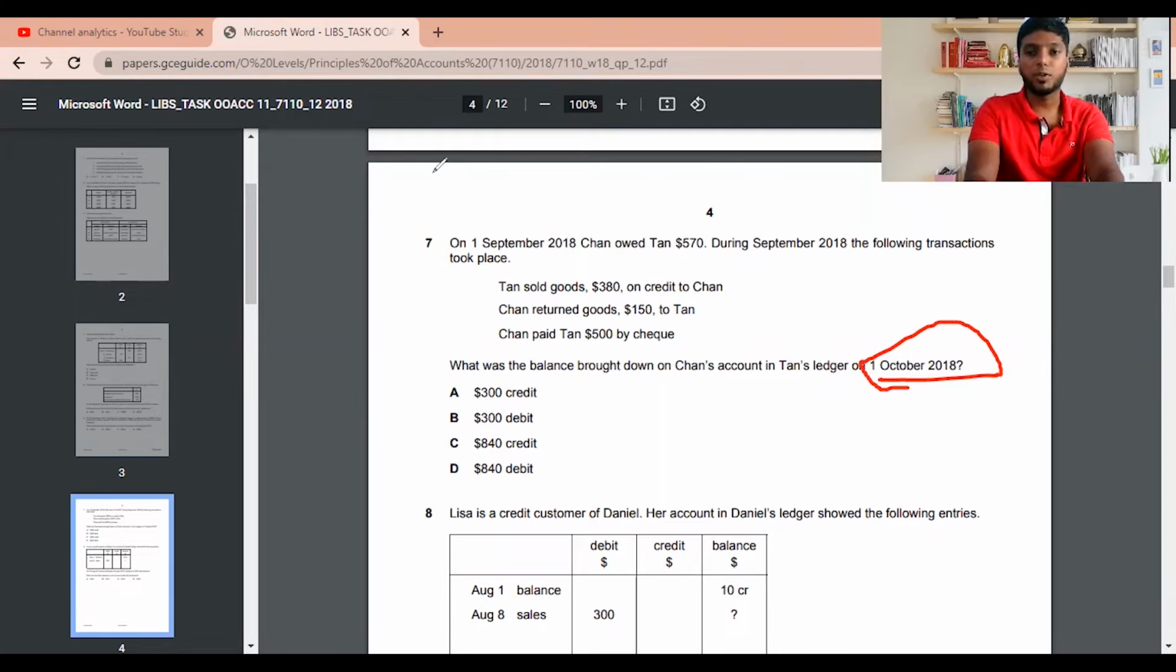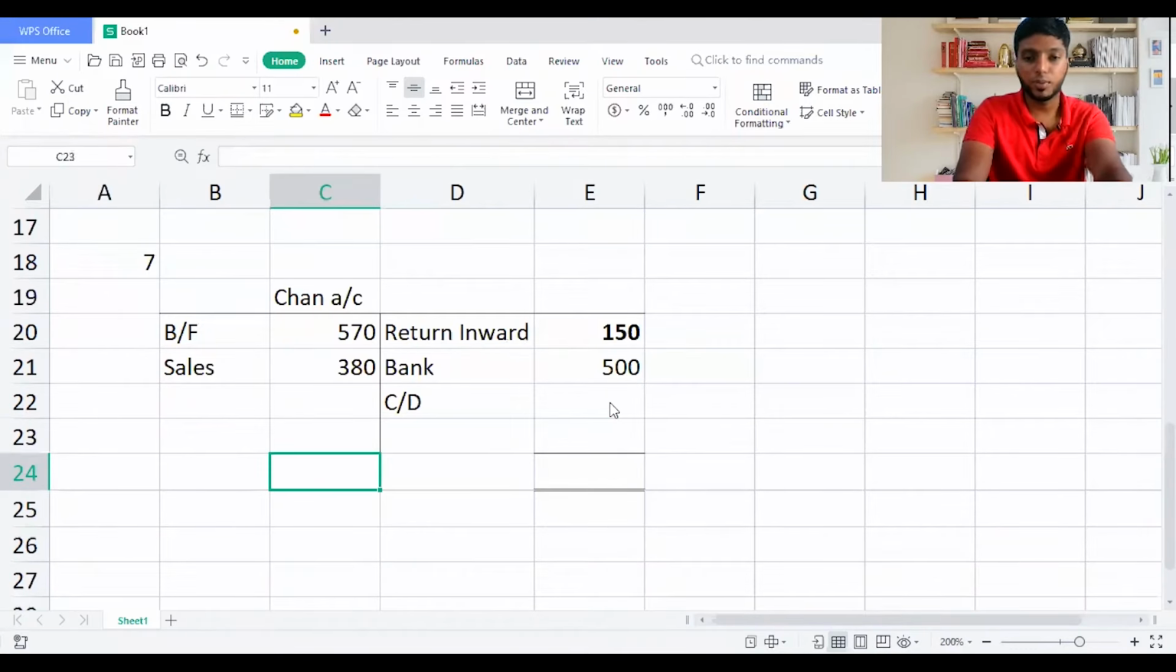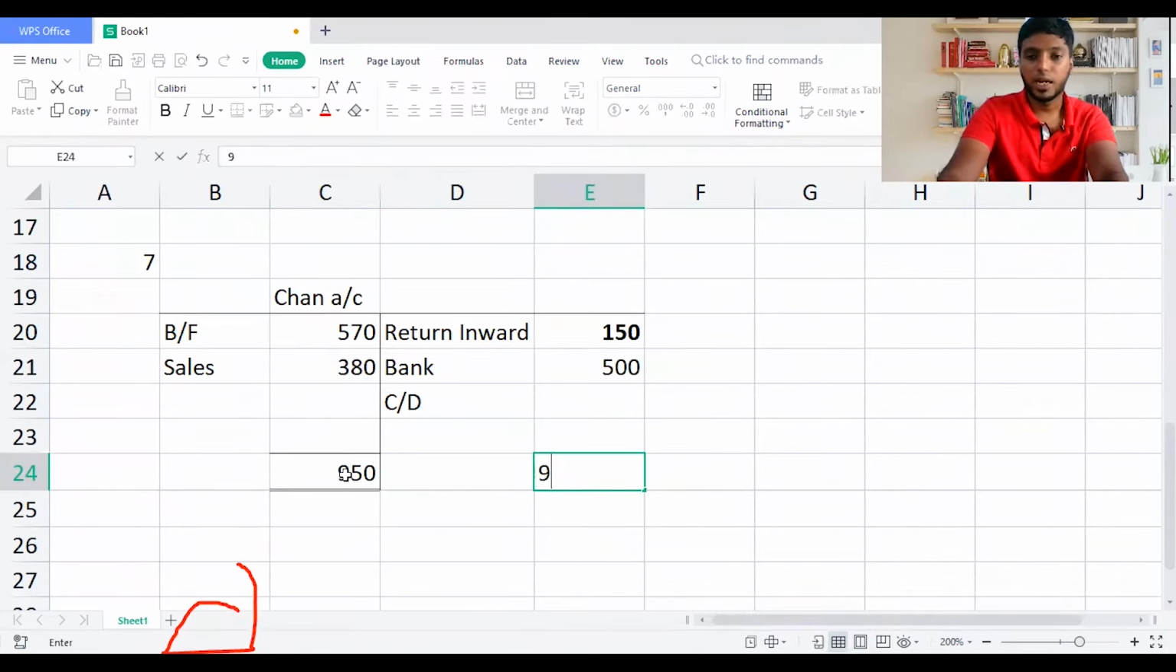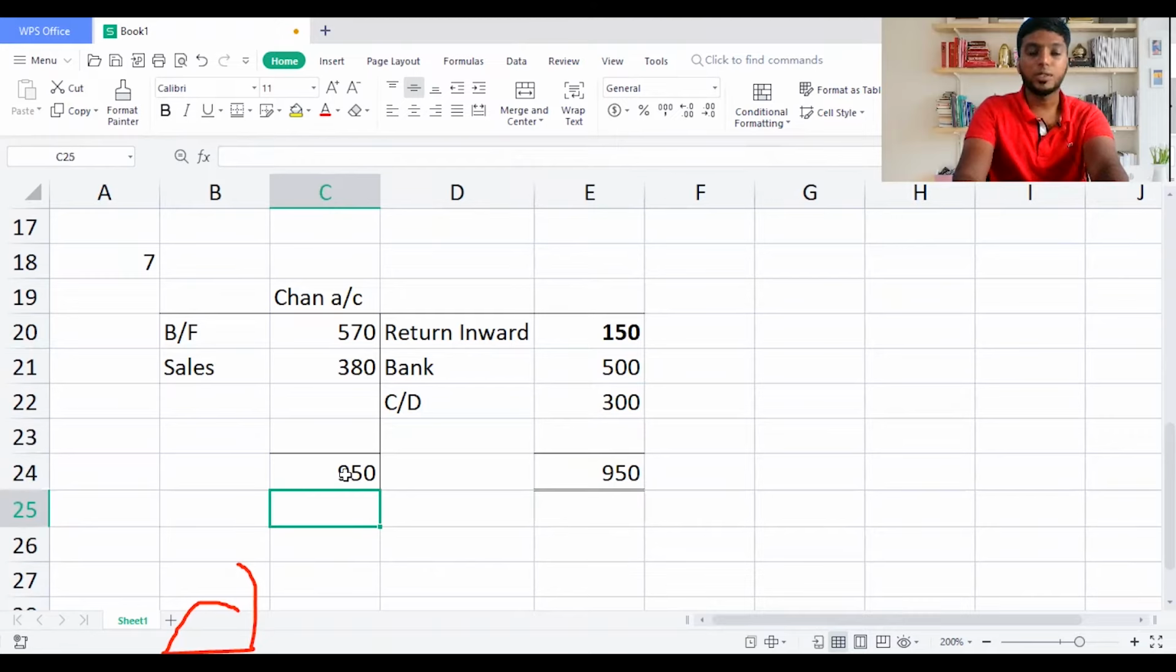Now here, I'm going to find the total first of all. The carried down balance is going to be 570 plus 380, which is 950. So I'll record 950 on the debit and the credit side. Then I can see that the credit side is 150 plus 500, which is 650. So I'll take 950 minus 650. I got a carried down balance of 300. But now this is on the month end.